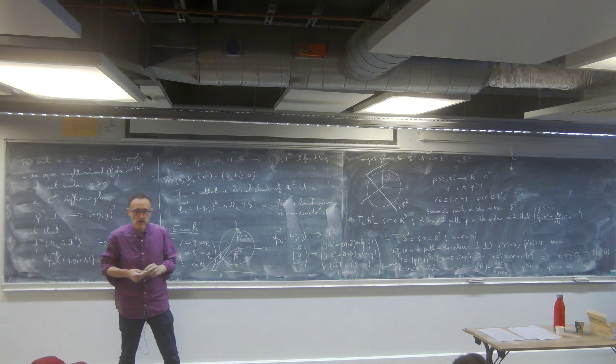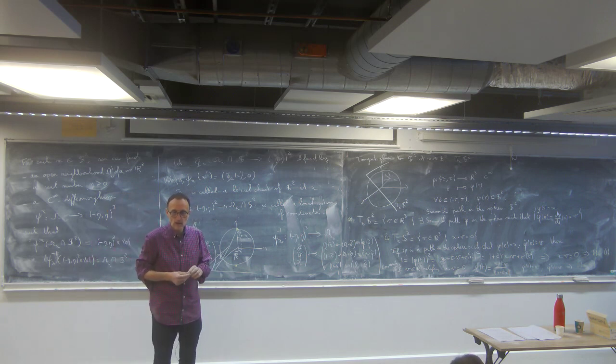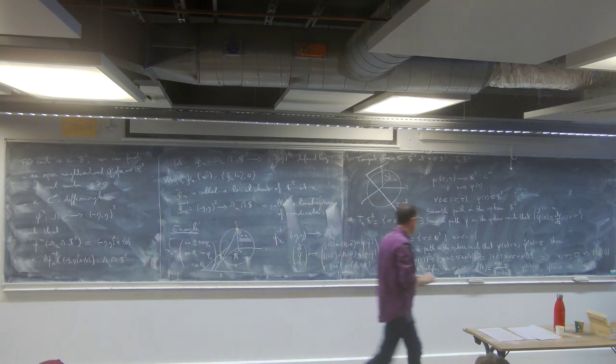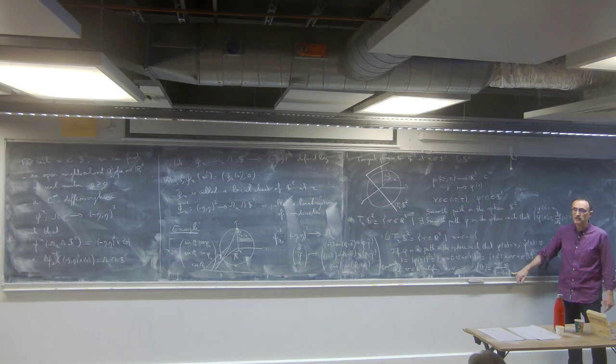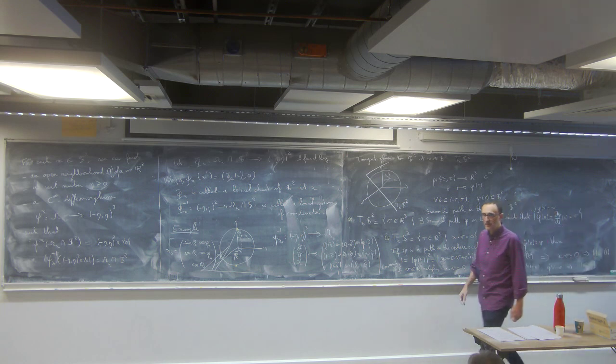Yes? How do you know that x plus tv is on the sphere? x plus tv is not on the sphere, but when I divide by the norm, then it's on the sphere.